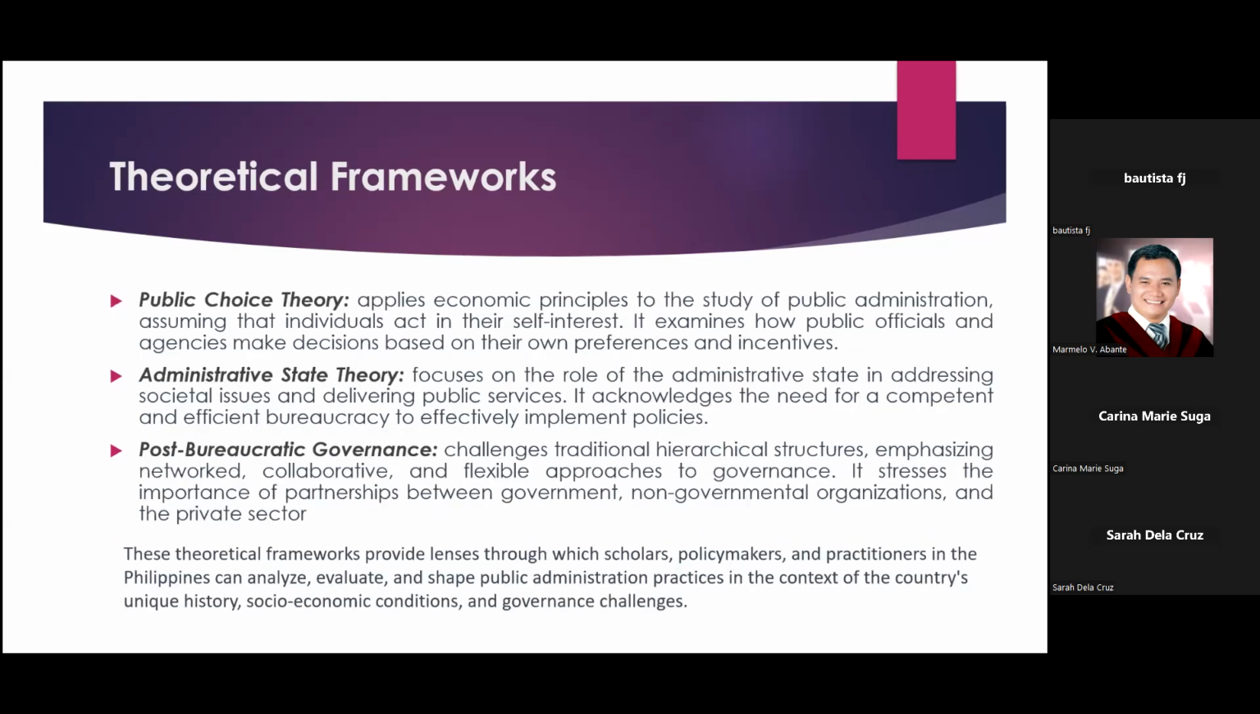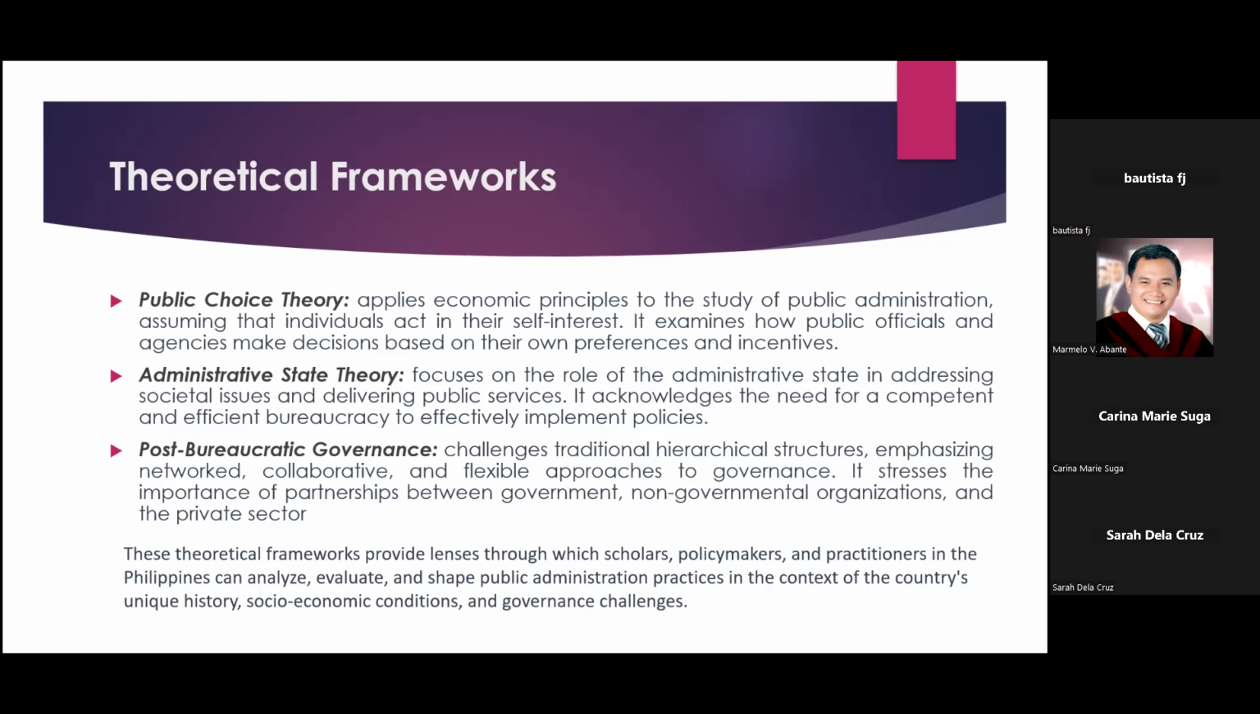Public choice theory applies economic principles to the study of public administration, assuming that individuals act in their self-interest. It examines how public officials and agencies make decisions based on their own preferences and incentives. Administrative state theory focuses on the role of the administrative state in addressing societal issues and delivering public services. It acknowledges the need for a competent and efficient bureaucracy to effectively implement policies.